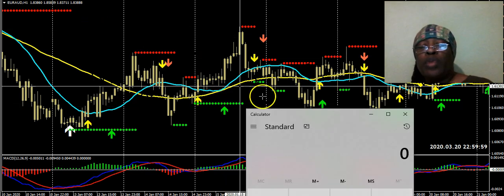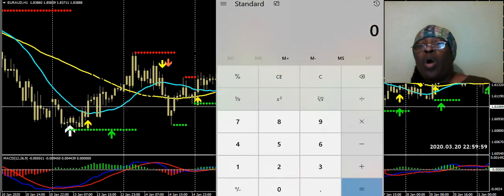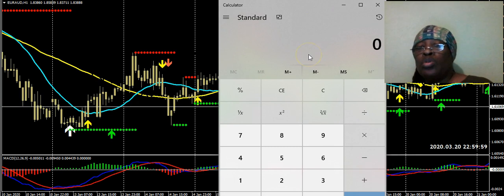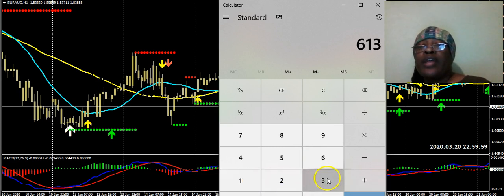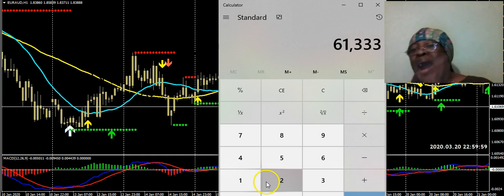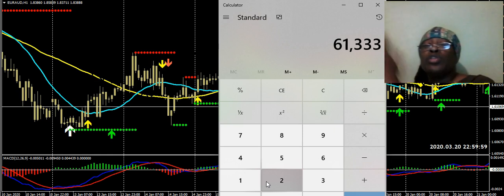Here's the rule of thumb when you're doing it manually. You always add a 0 to whatever the pip count that you're going for. So if it's 20 pips, then you're going to add a 0 and it'll be 200. So you take the price that you got in at, and that's going to be the numbers after the decimal. In that case, it was 61333. You're buying, so that means you are adding. Prices going up, so you have to add.